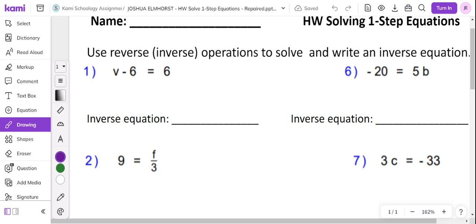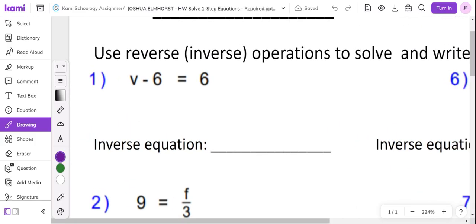This is Mr. Elmhorst with the Mastery Practice help video for solving one-step equations. So we're going to use inverse operations to solve and write an inverse equation. It's pretty straightforward. I want to see the strategy that we learned in the lesson.